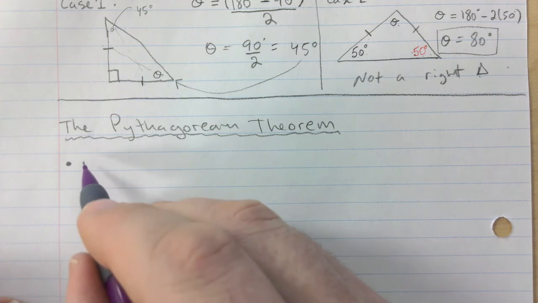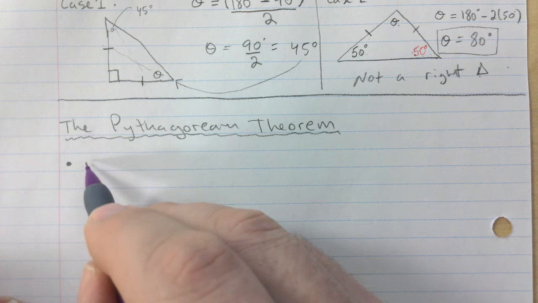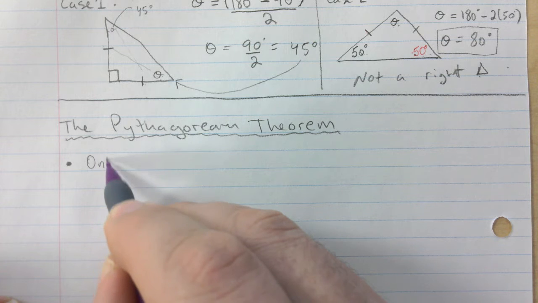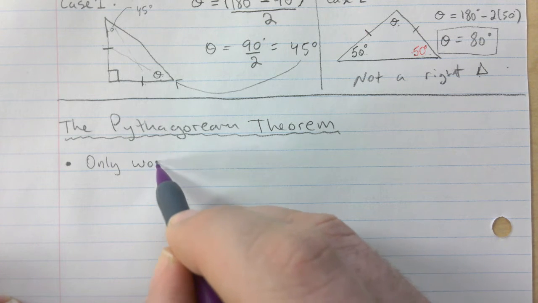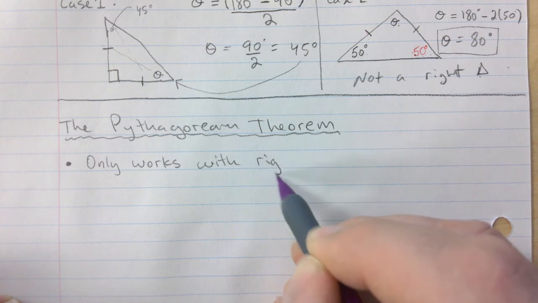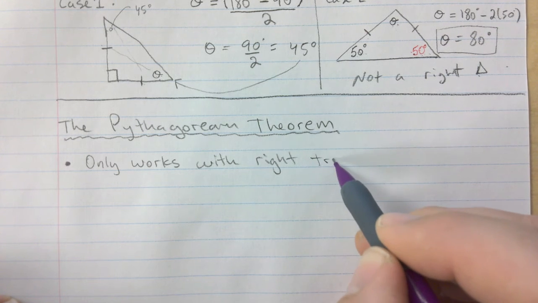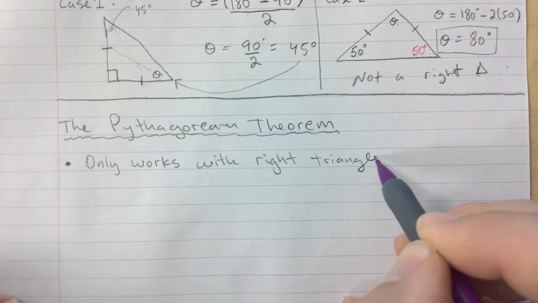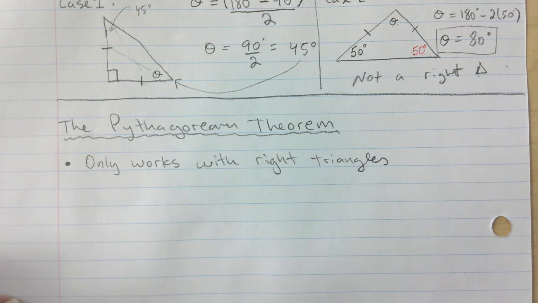What does it do? First of all, it only works with right triangles. That's very important because in grade 12, you'll learn how to work with oblique triangles, which is the opposite of right. Everything that isn't right is an oblique. Okay?